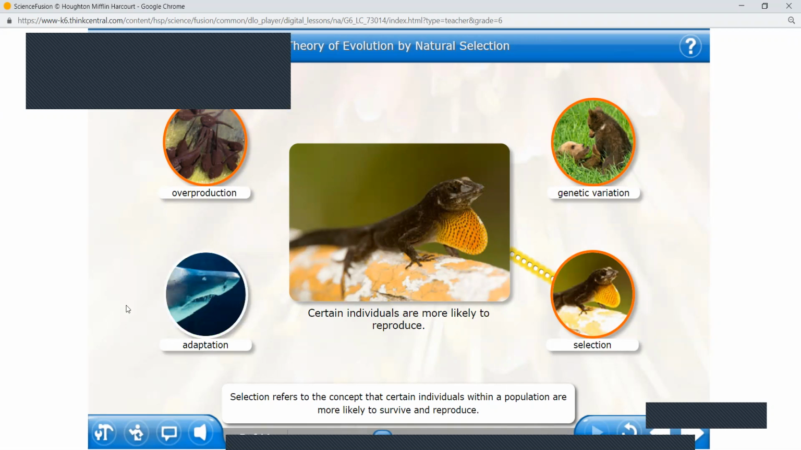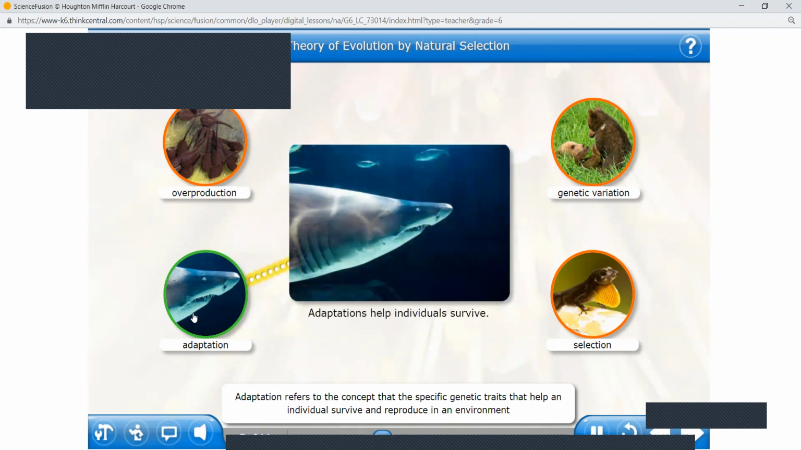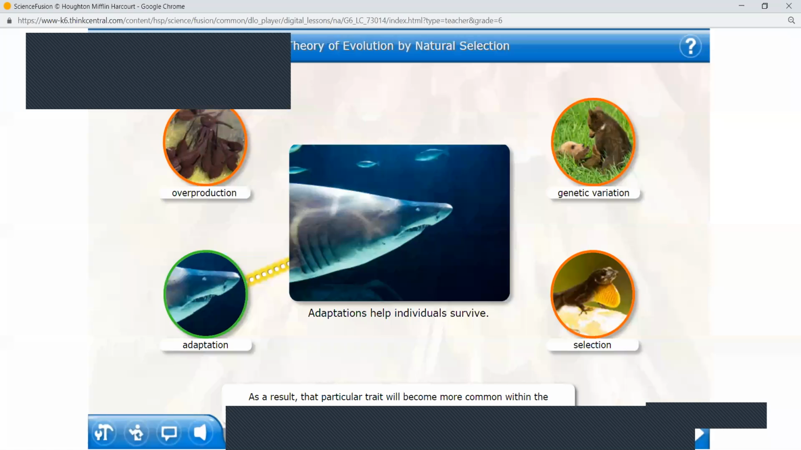Some of the species. Adaptation refers to the concept that the specific genetic traits that help an individual survive and reproduce in an environment are passed along from generation to generation. As a result, that particular trait will become more common within the population.